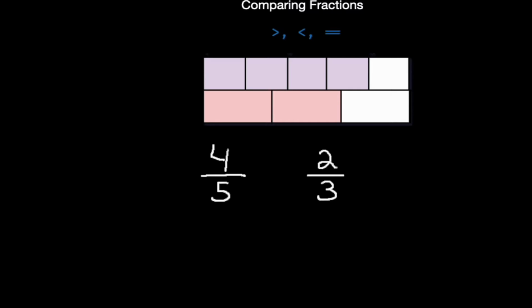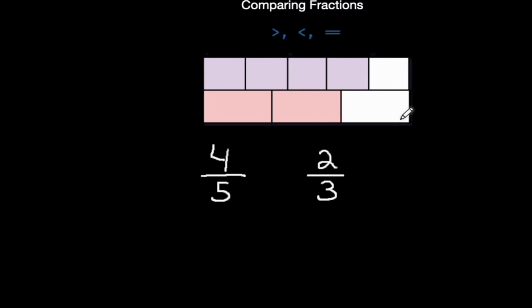But here, before we dive straight into the meat of this lesson, I would like to go over comparing fractions by using area models. So as you can see here, we have two area models. They are attached to each other. So this one represents 4/5 because we have 4 out of 5 that are shaded. And this one here is representative of 2/3 because we have 2 out of 3 shaded parts.